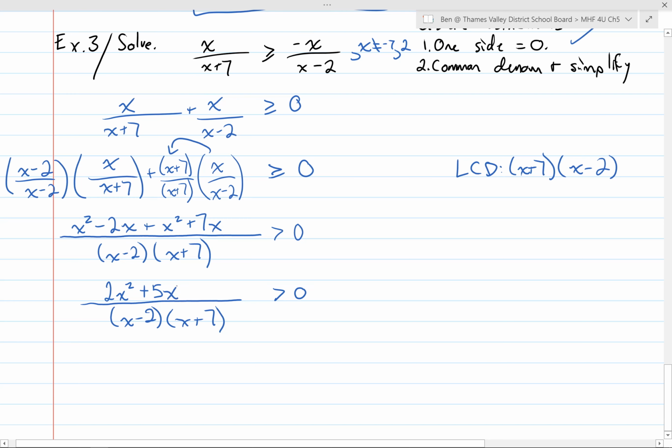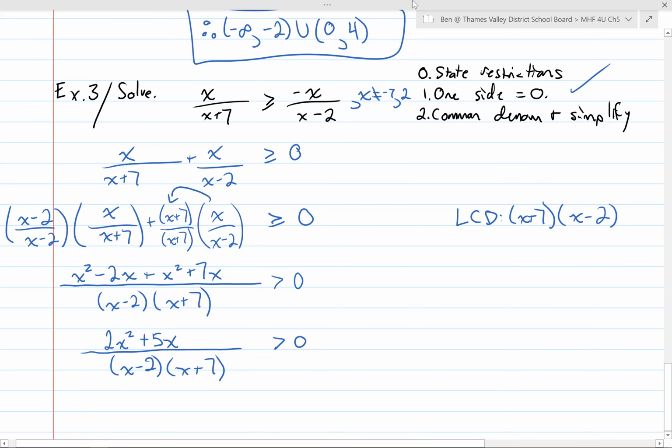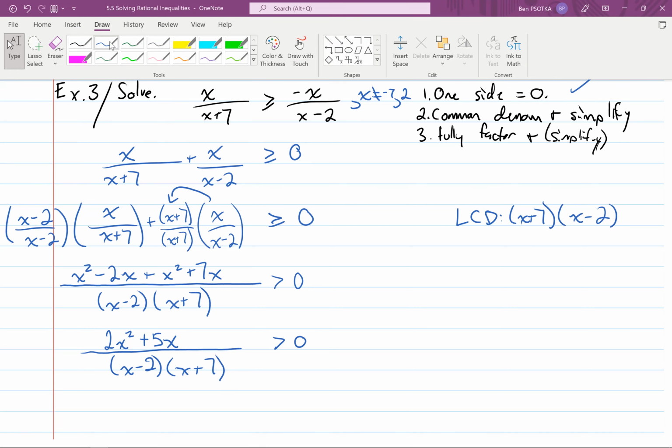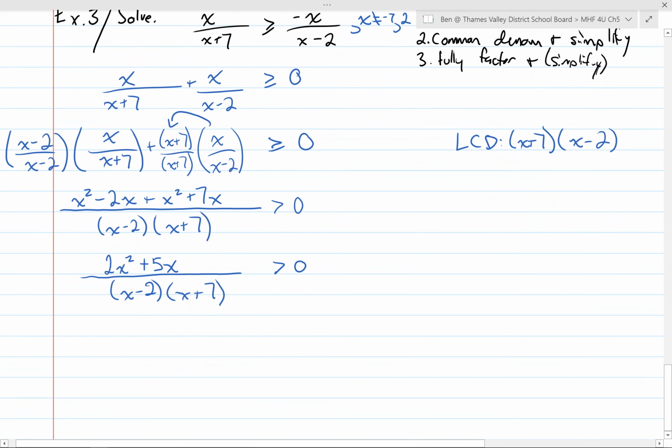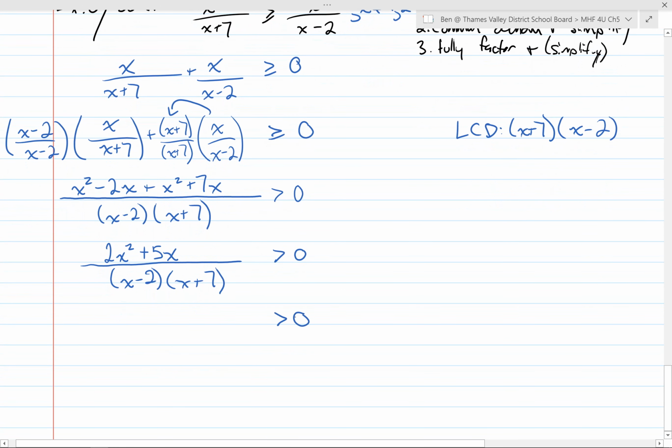Okay, fantastic. Well, from here, now that I've found my common denominator and simplified, I need to factor. So I need to fully factor as much as I can. And at this point, when I fully factor, I can simplify if I want. I am able to cancel any common factors from the numerator and denominator, and those would represent any wholes. But at this point, let's see here.